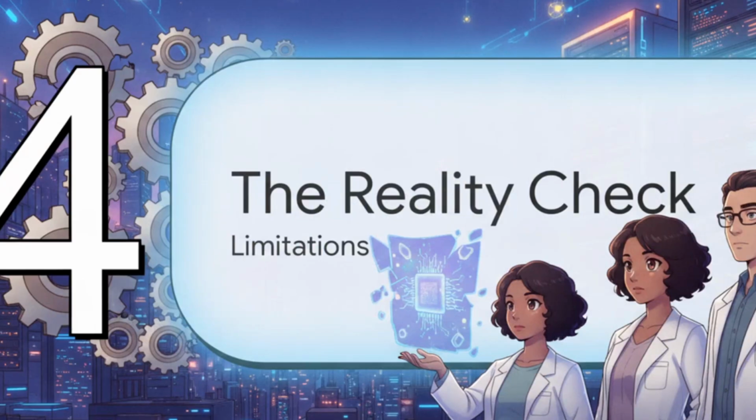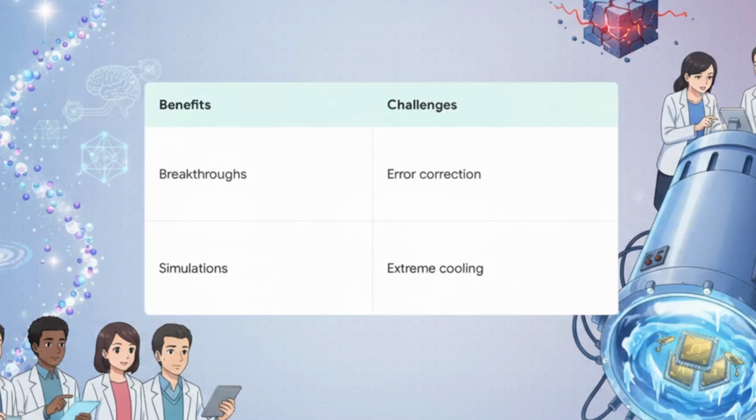Which brings us to Section 4, the reality check. We really have to step back from the hype for a second. While we're aiming for incredible benefits like scientific breakthroughs and advanced simulations, researchers are currently battling some massive hurdles. Error correction is a monumental challenge because qubits are notoriously fragile and prone to interference. Then you have extreme cooling requirements. These processors must be housed in cryogenic chambers colder than deep space just to remain stable. Because of these engineering hurdles, practical applications today remain pretty limited.